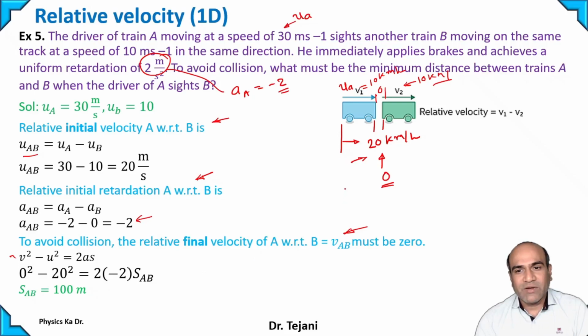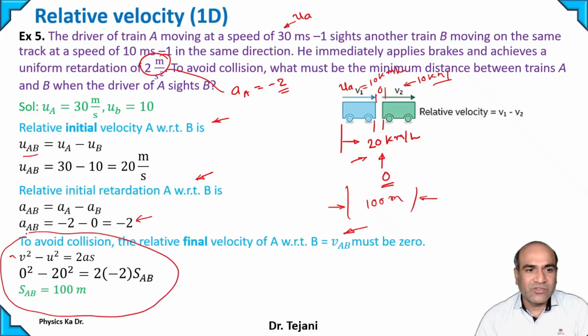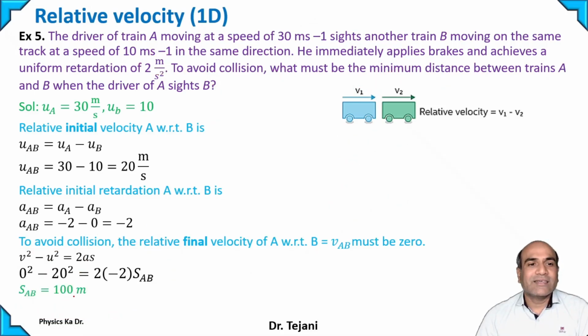So the minimum gap between these two should be 100 meter before you apply the brake, so there will be no collision. As I mentioned, the three equations of motion we already have can be utilized in the case of relative velocity also. But the condition is that all the items should be relative: V should be VAB, U should be UAB, A should be AAB, and S also should be SAB. It is applicable to all.